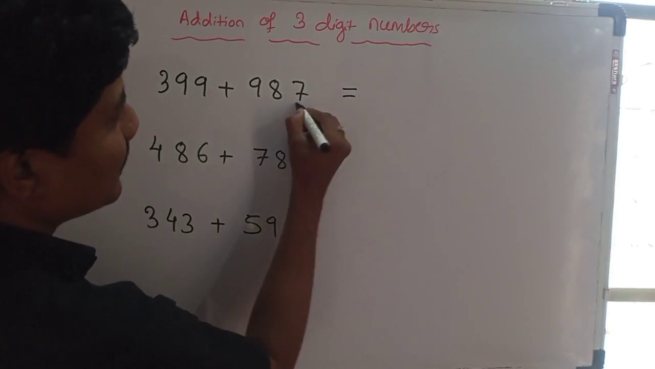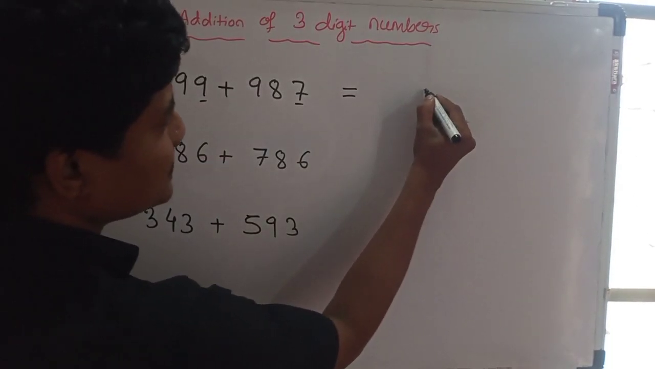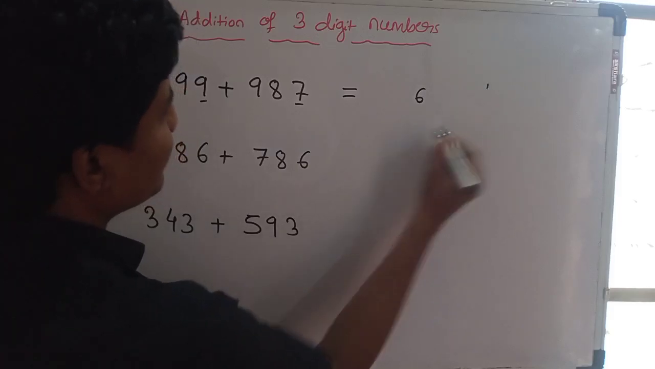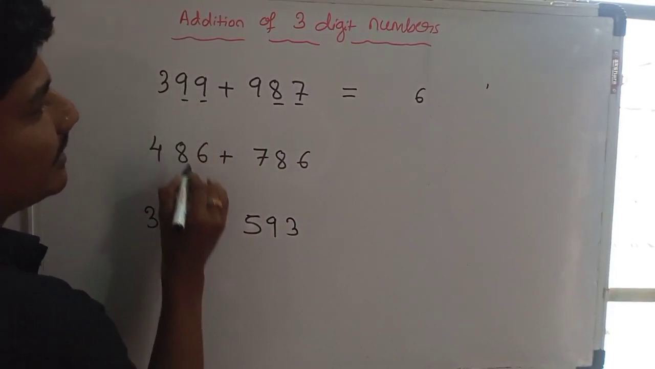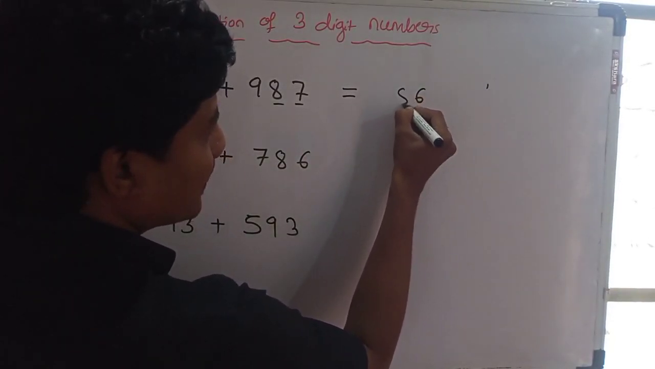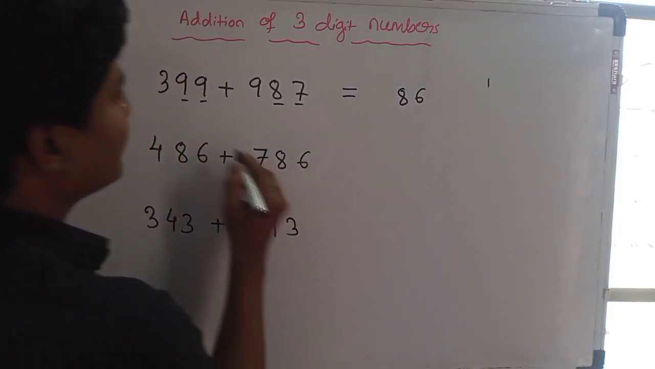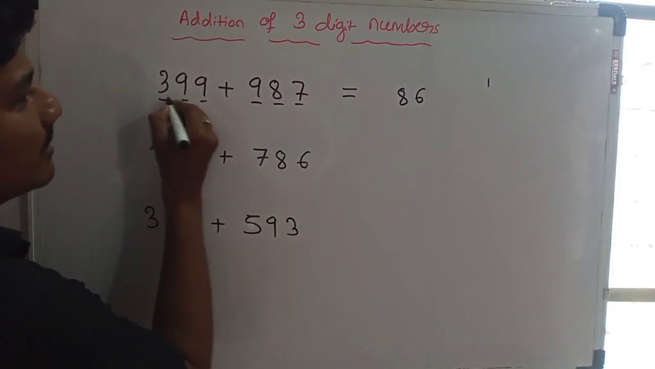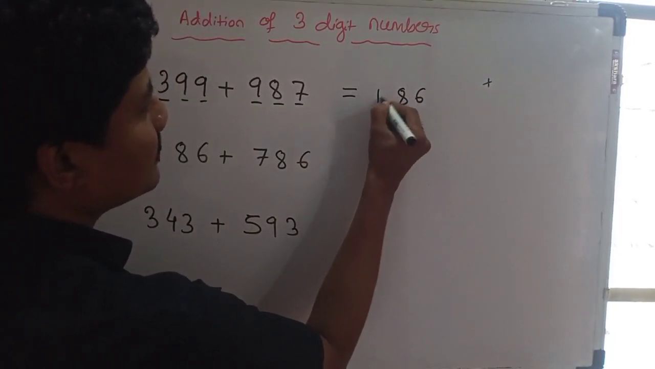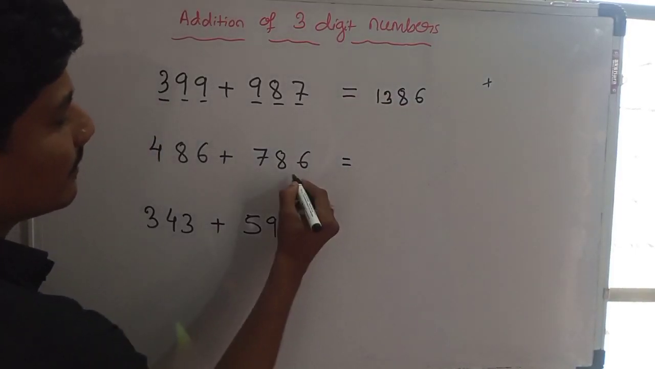How do we add these numbers? 7 plus 9 is 16, carry 1. 8 plus 9 is 17, 17 plus 1 is 18, carry 1. Again 1. 9 plus 3 is 12, 12 plus 1 is 13. 1386 is the answer.